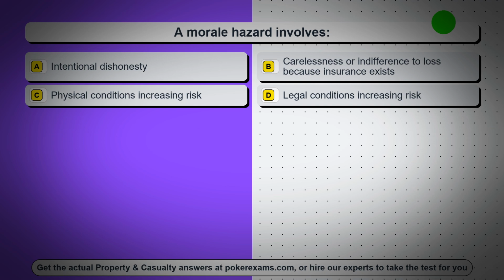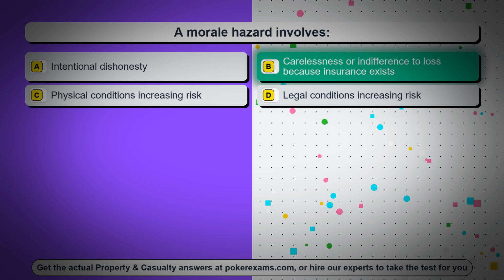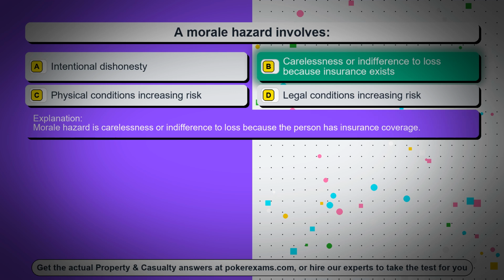Question 94. A morale hazard involves option A. Intentional dishonesty. Option B. Carelessness or indifference to loss because insurance exists. Option C. Physical conditions increasing risk. Option D. Legal conditions increasing risk. The correct answer is option B. Carelessness or indifference to loss because insurance exists. Morale hazard is carelessness or indifference to loss because the person has insurance coverage.